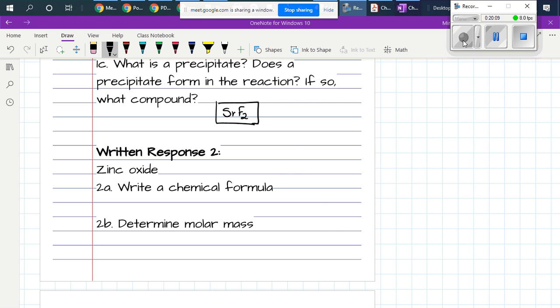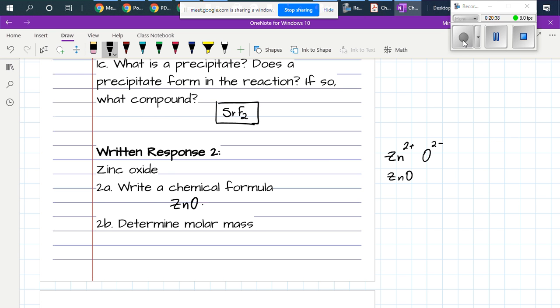So let's move now to written response number 2, where we have zinc oxide. Zinc in the periodic table, as you see, is a single valence element, +2. Oxygen is -2. So the formula for zinc oxide will be ZnO. Okay, great. Determine the molar mass.